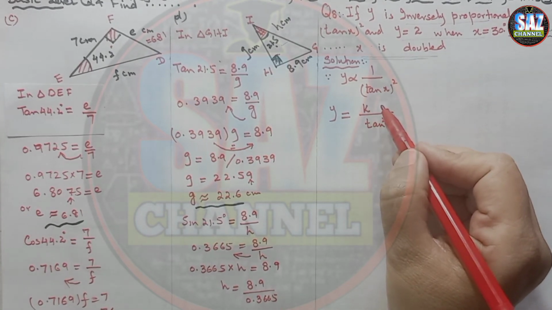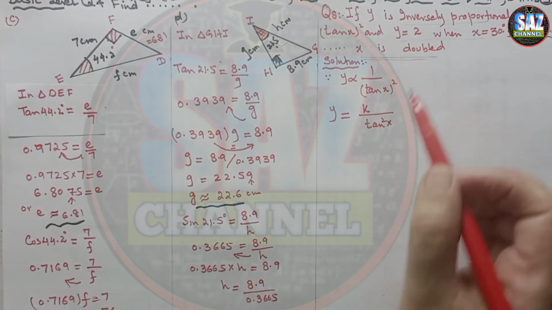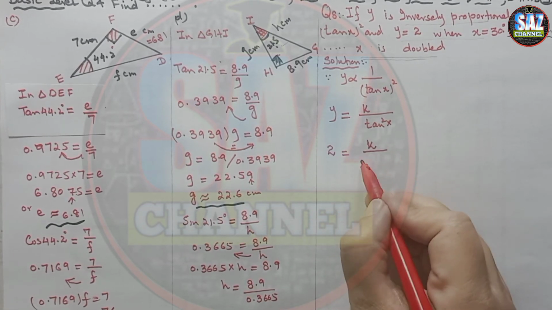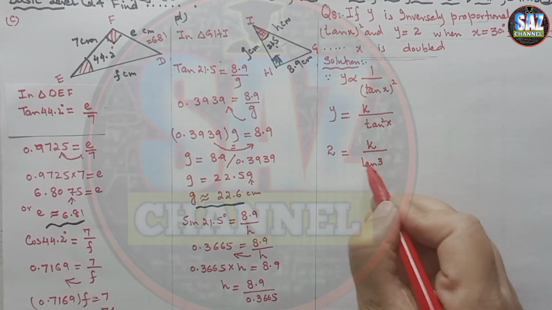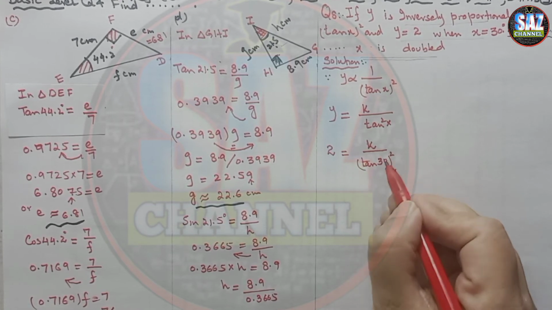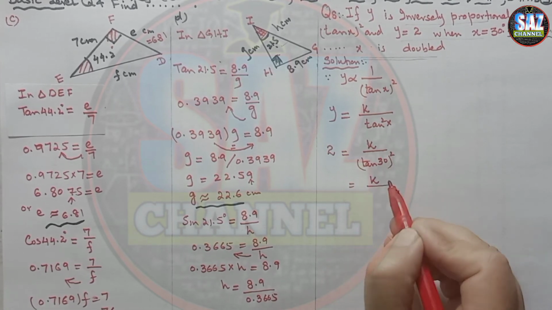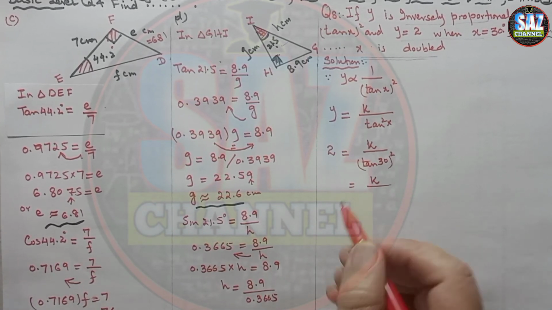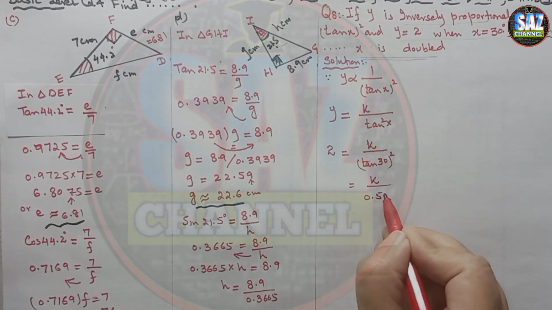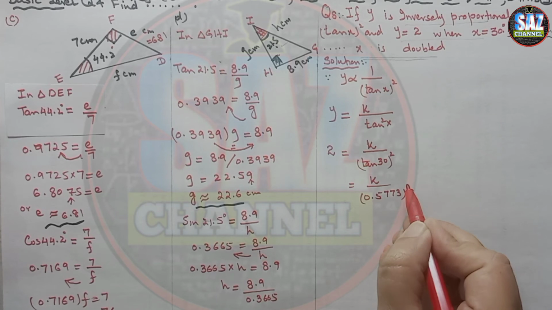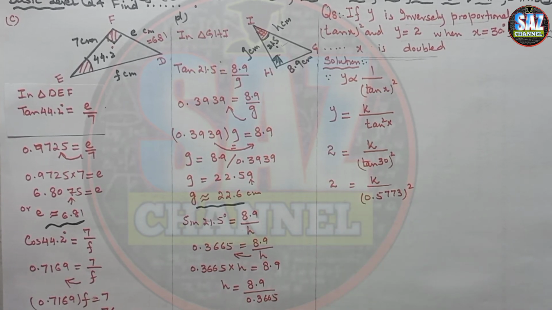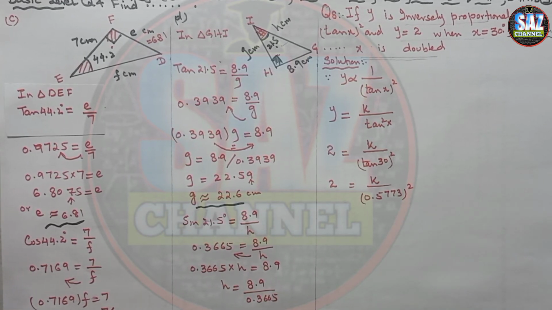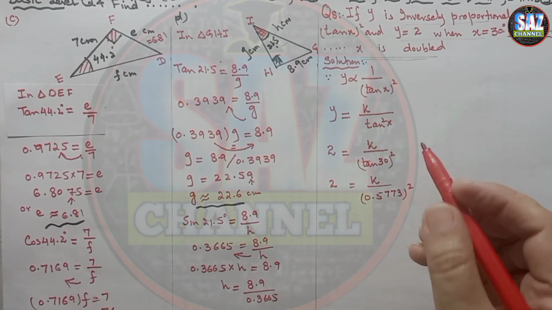In order to find k, the information given in the question is that y is equal to 2 when x is equal to 30 degrees. So replace y by 2 and x by 30 degrees, and tangent 30 degrees whole square. Now, in order to find the constant of variation, check the value of tangent 30 degrees, and this gives me the answer 0.5773 whole square, equals 2. And now take the square of 0.577. Let me check it once again. Tangent 30 degrees is 0.5773.